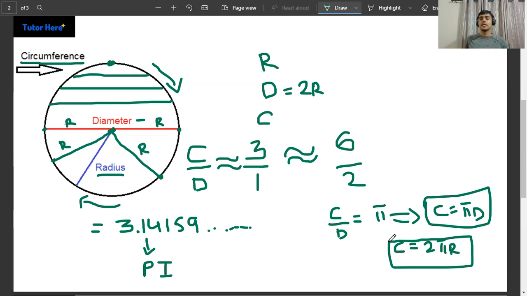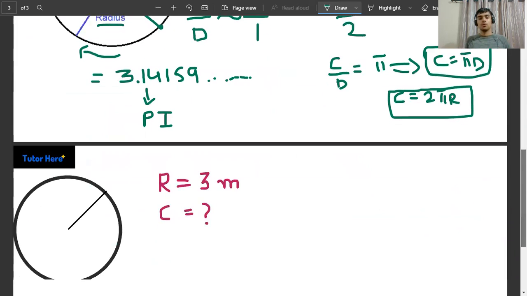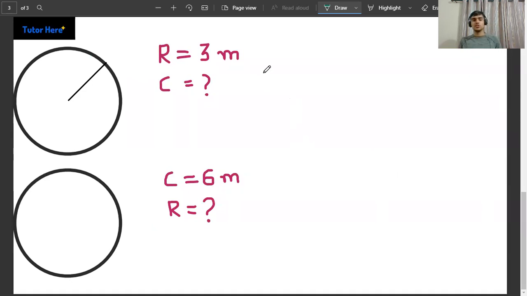So let's actually go ahead and solve a few problems and see if we can use these equations that we've just come up with in a good way. So here's the first question. Here you're given that the radius is equal to 3 meters. So the radius is from the center to any point of the circle, and they have said that this is equal to 3. So the formula that we just figured out was circumference is equal to 2 pi r. So it will be 2 into pi into 3, and that will be 6 pi. The circumference would be 6 pi.